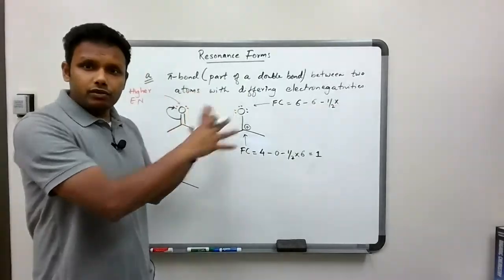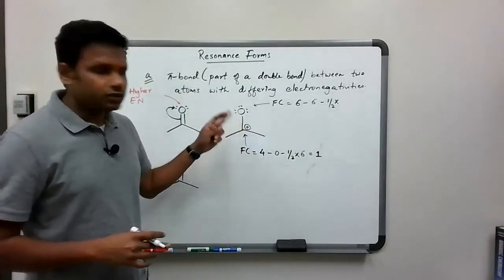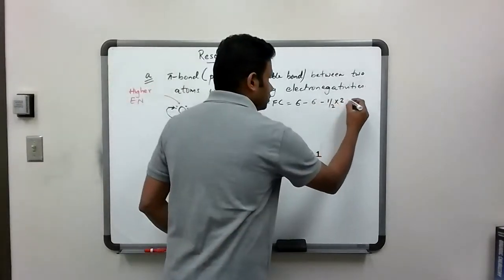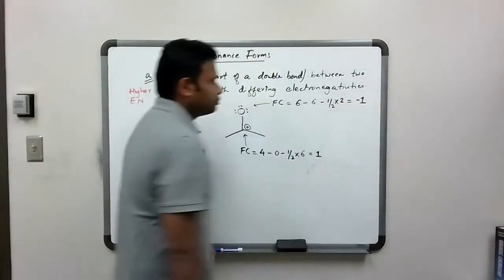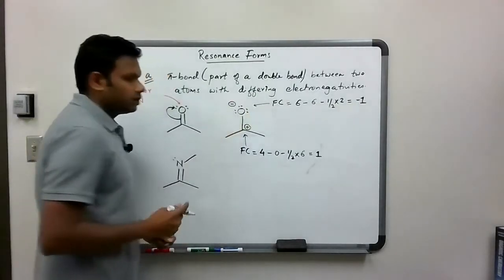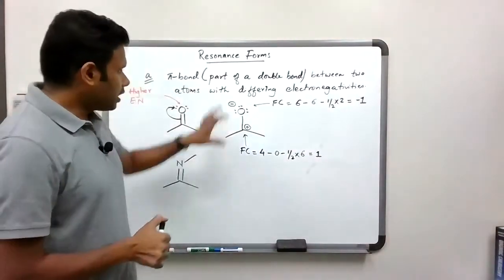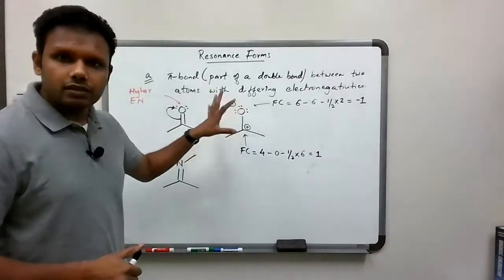So we went through the math already. The bonded pair of electrons is 2, so half times 2, and this comes out to minus 1. So that means this oxygen should have a negative charge on it. That's the structure that we're going to get, and now this resonance form is complete.